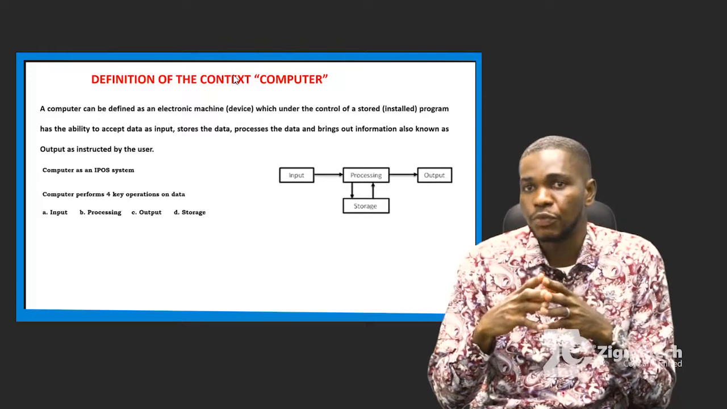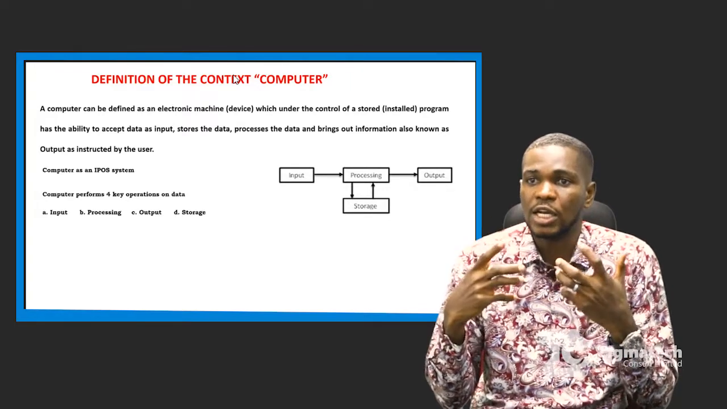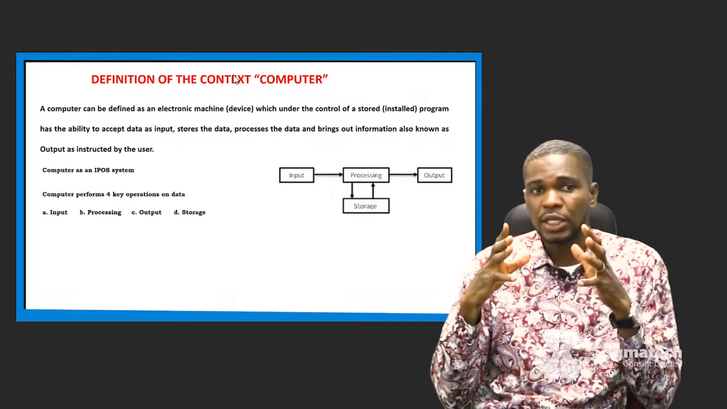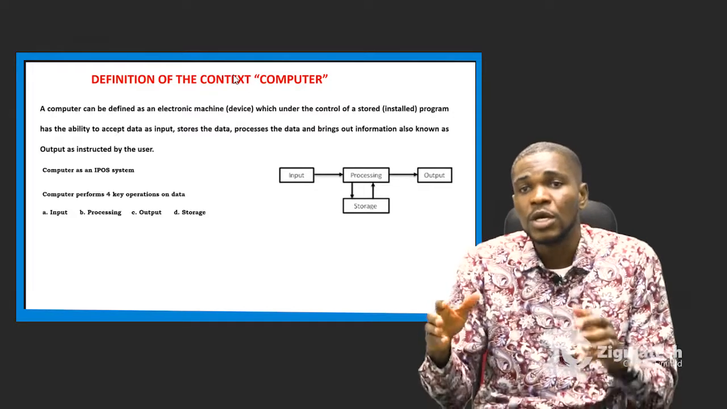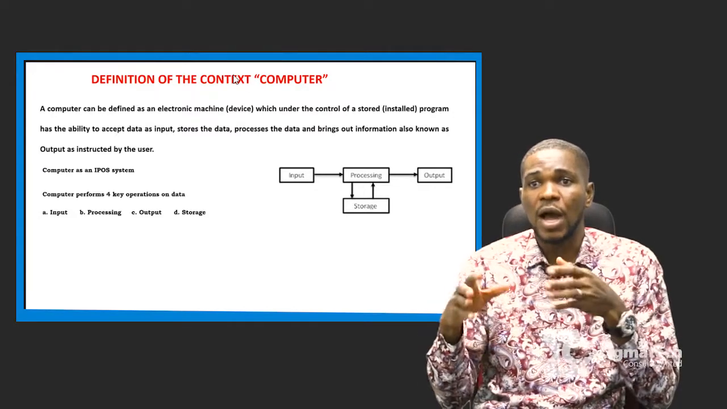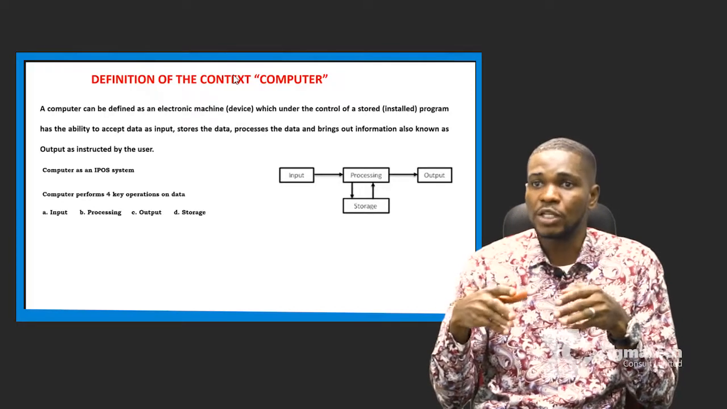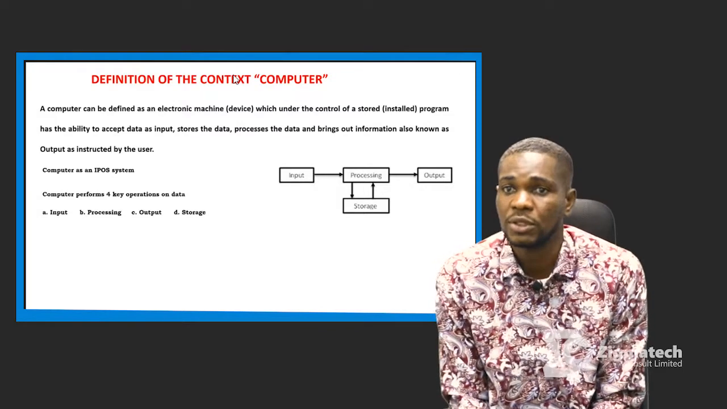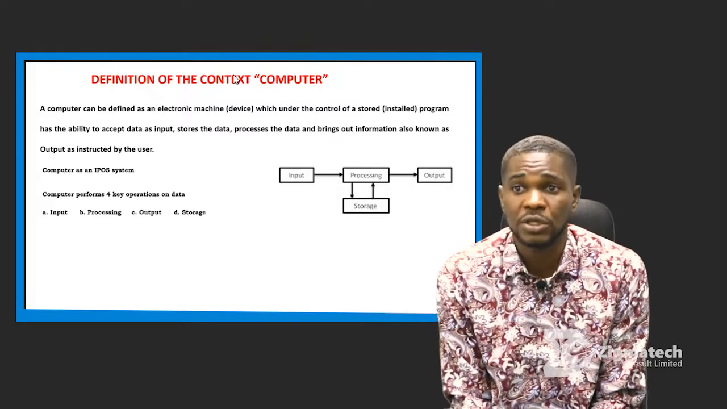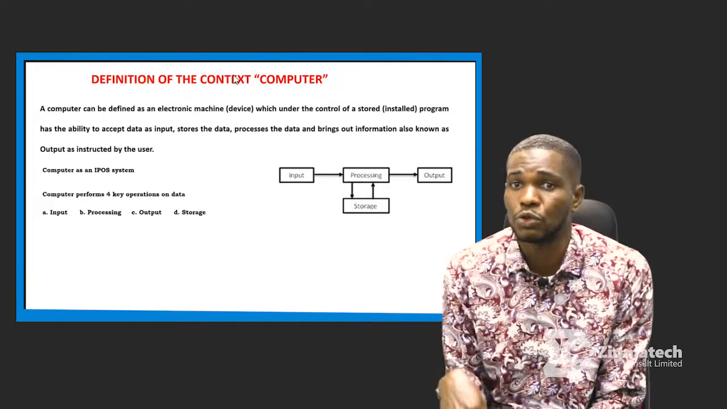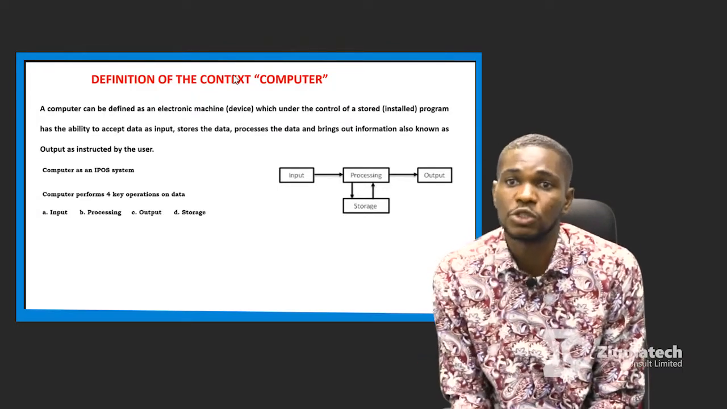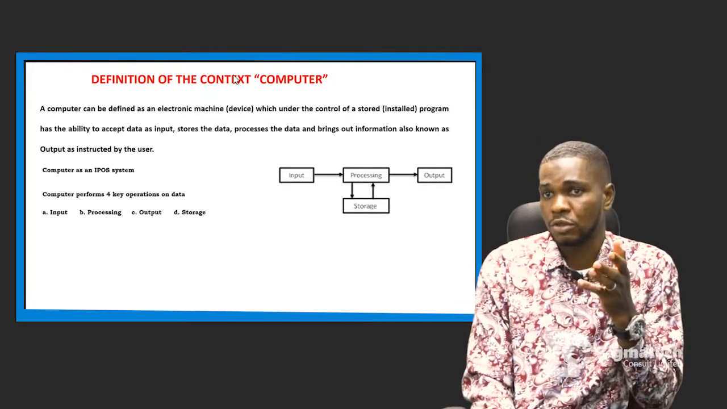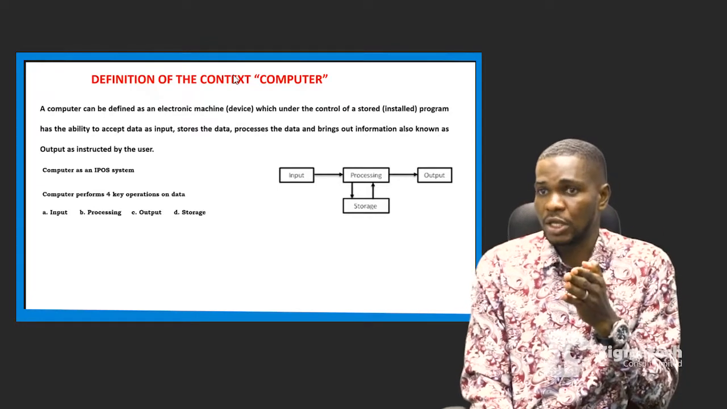Now, by definition of a computer, we know that a computer is an electronic device. But here we'll try to define computer specifically to embody the components that make up a computer system. So we look at the definition of a computer system as an electronic machine or device which, under the control of stored or installed programs, has the ability to accept data as input, store the data, process the data, and bring out information, also known as output. And all this is as instructed by the user. So we know that the computer performs three major basic functions, which are the input, the process, and output.